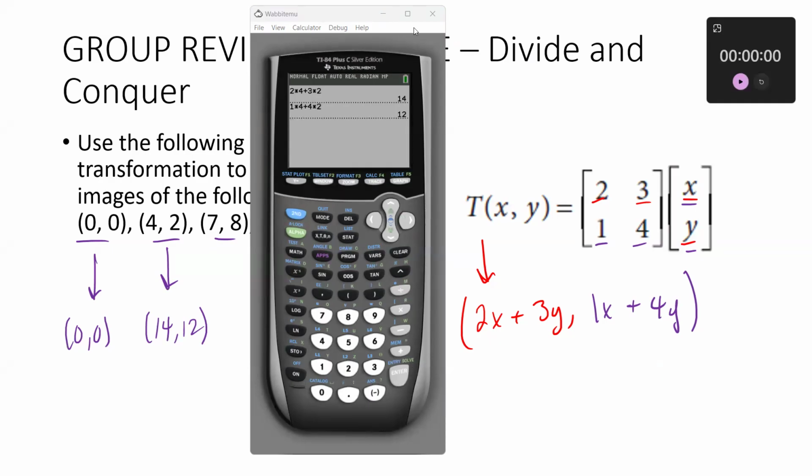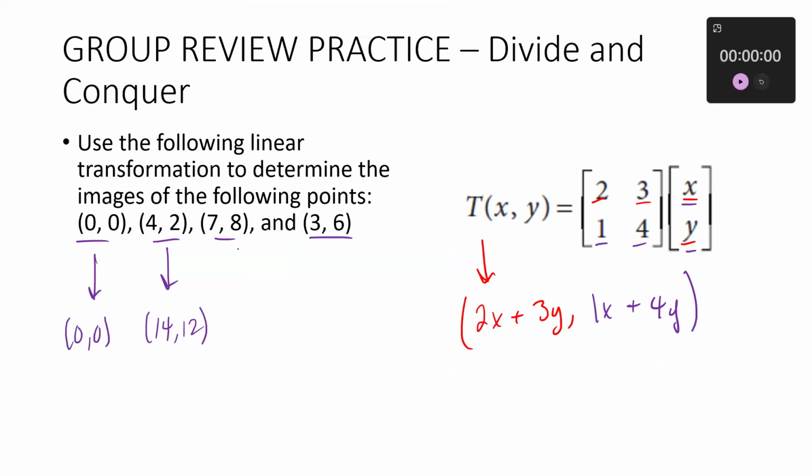So with that being said, what is 7, 8? 38 and 39. Remember I said don't be afraid of big numbers. And what do we get for 3, 6? 24, 27. There we go. That's it. That's all I need you to remember from 2B.2.